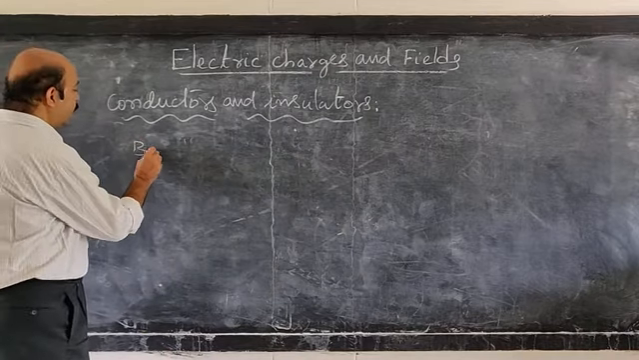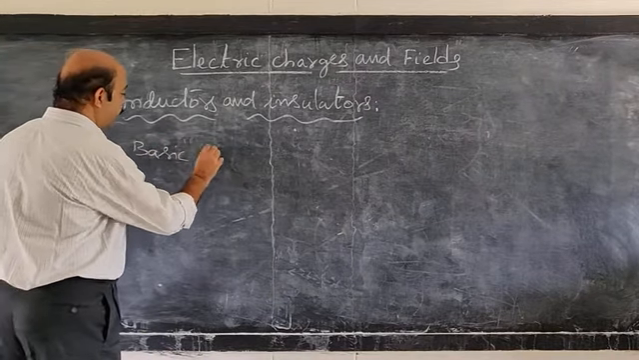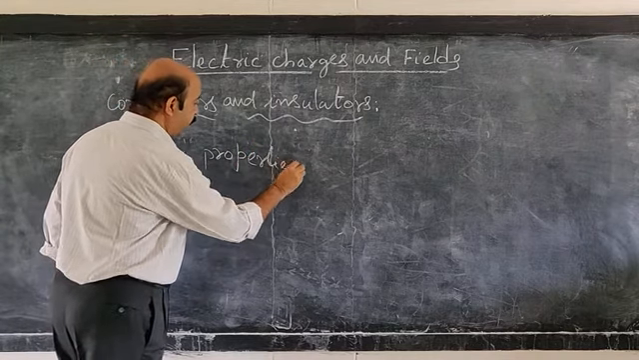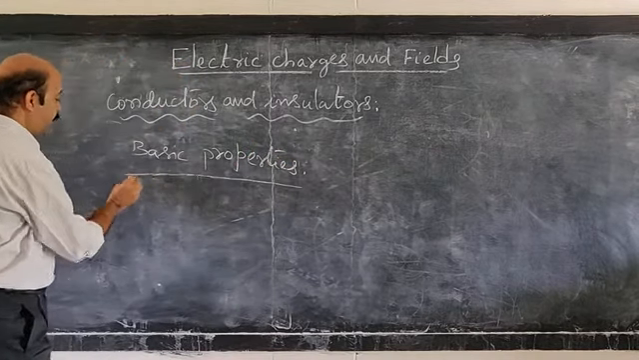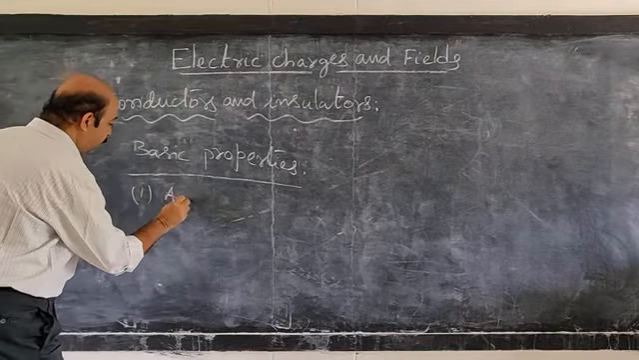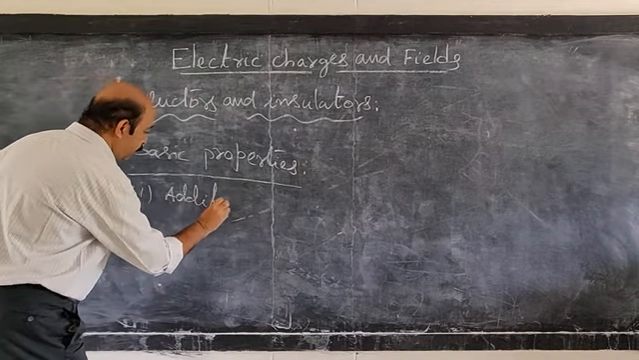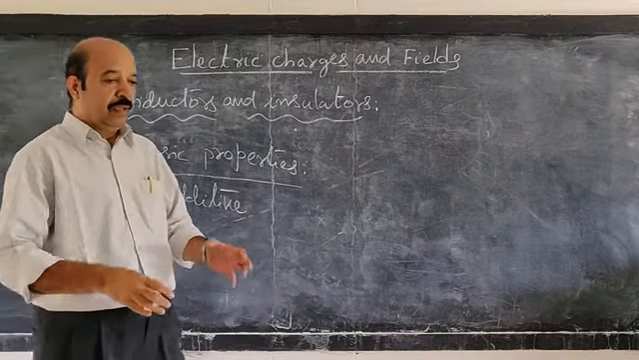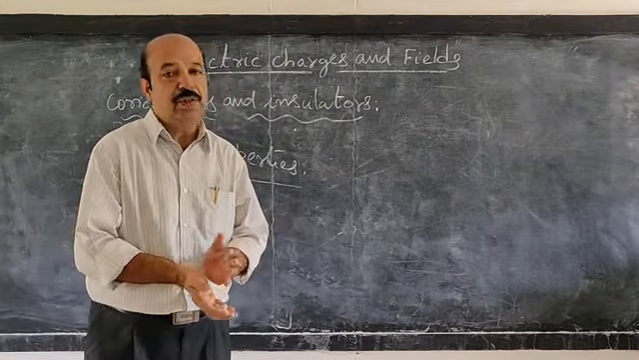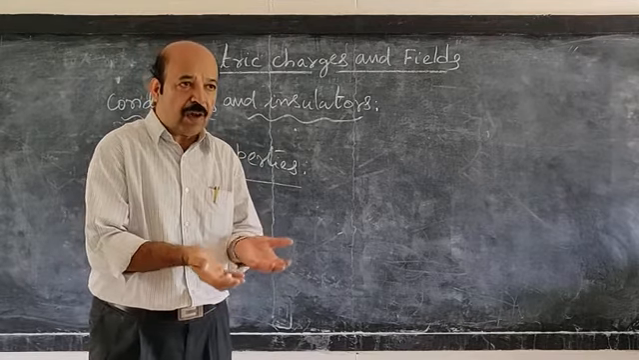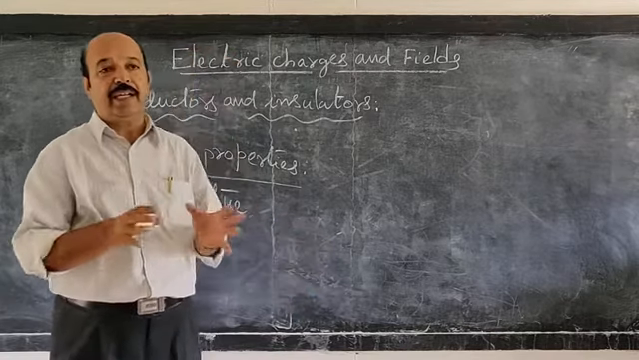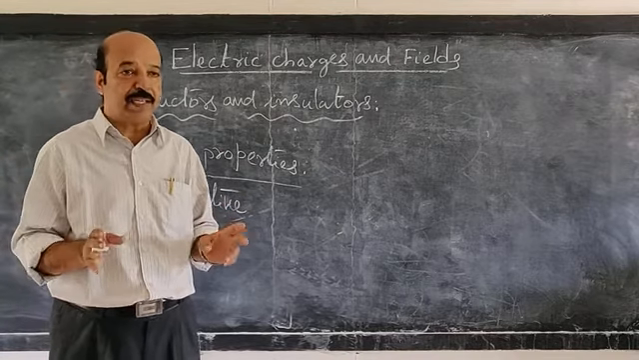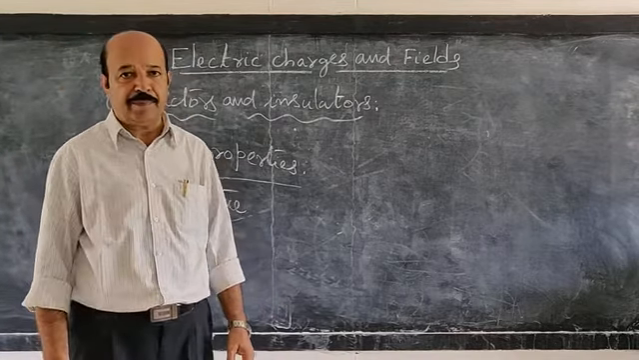So, some basic properties of electrical charges. See, the first one is the additive property. That means, since a body is electrically neutral, the total amount of positive charges and negative charges must be equal to 0 because they must be present in equal number.